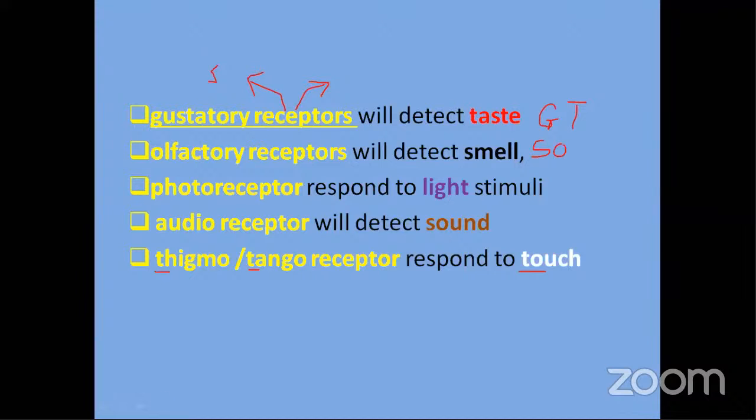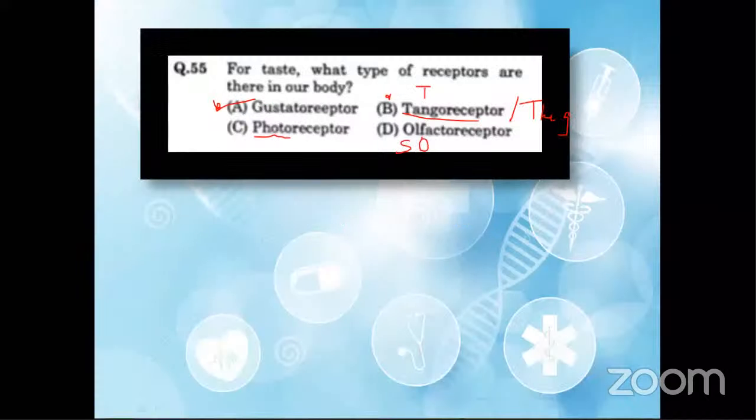Yes, the nervous system has definitely been involved. And which is the functional unit of the nervous system? Neuron. Yes, very nice. Good, it is a neuron. So is this question and the answer understood? The answer is a gustatory receptor.